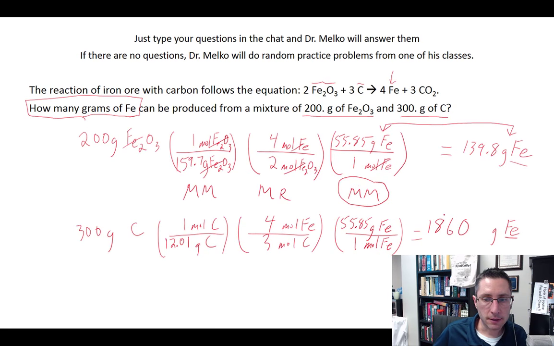Okay, but I'm not done. I still have to answer the question of how many grams of iron can be produced. Alright, so what do we think? I could add these numbers, I could subtract them, I could pick one of them. What do I do with these two numbers over here on the right?